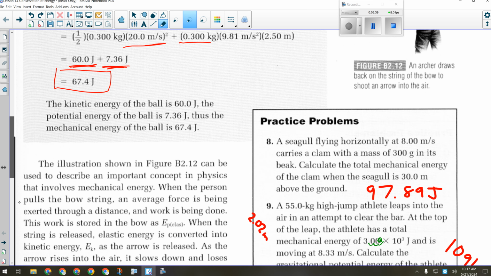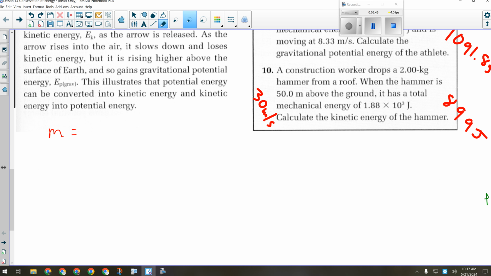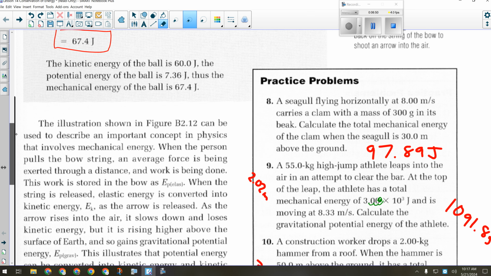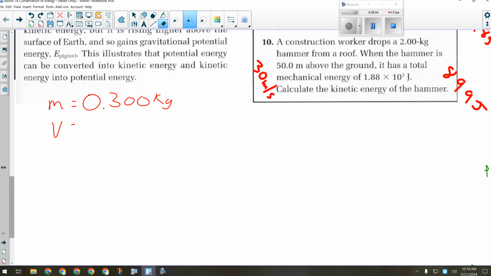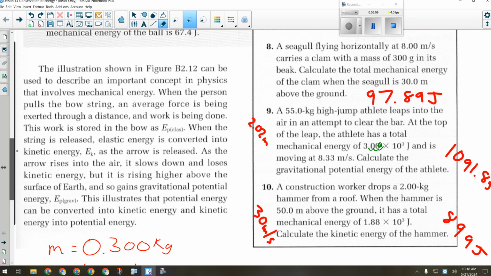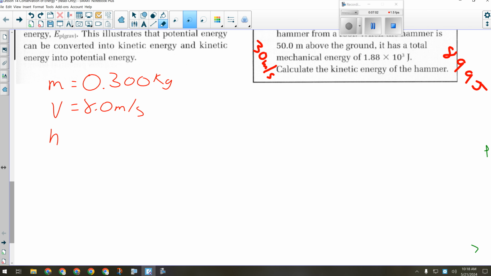So if we are looking at solving that one, we would have mass 0.300 kilograms, because there's 1,000 grams in a kilogram. Okay, we're told that it is moving at 8 meters per second, so we have V. And we're told it's 30 meters above the ground. All right, so then we want to calculate its mechanical energy. That's going to be potential energy plus kinetic energy. And then we just put in the formulas. We don't have to manipulate anything here. We just have to plug numbers in.